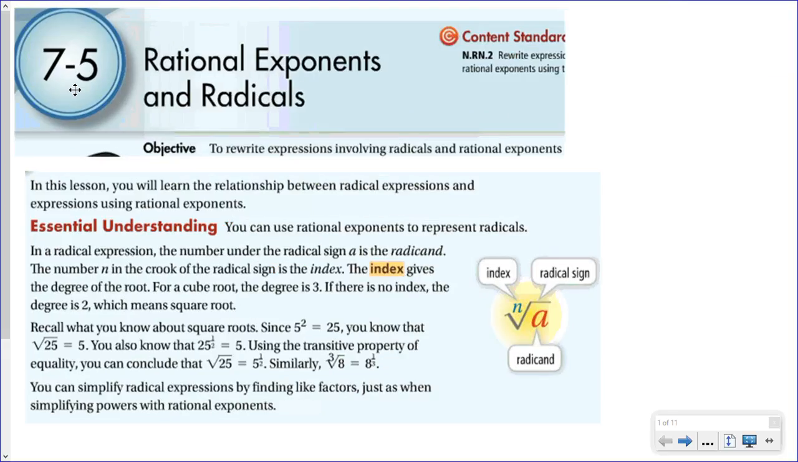All right, good morning, guys. This is 7.5, rational exponents and radicals.